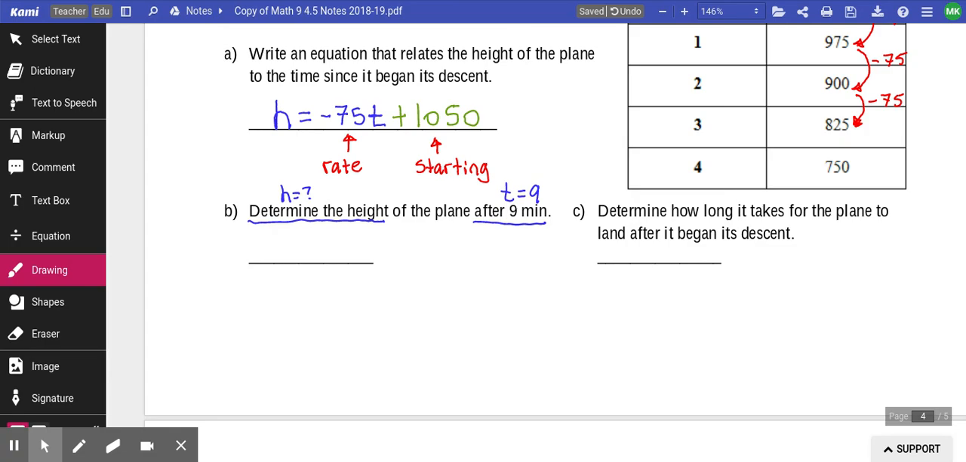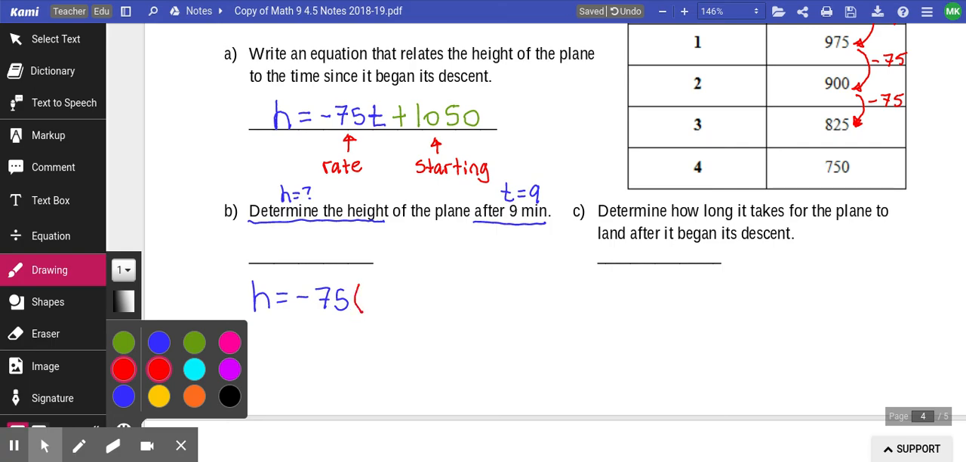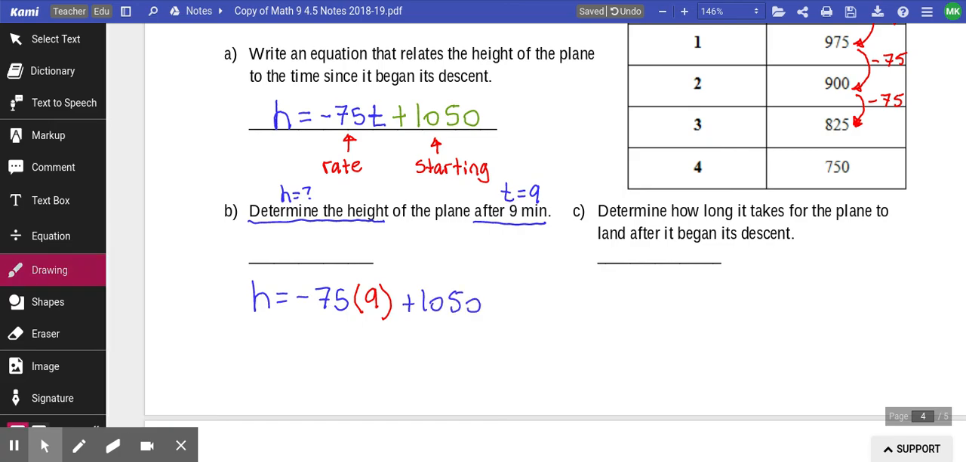So if I look at this equation, I'm going to change t to be 9 because that's what they gave me. I'm going to leave h as h. So I have h equals negative 75. Instead of the letter t, I'm putting a bracket and then 9, and then I'm closing the bracket. And then I'm adding 1,050. Because they gave me the independent variable, I can just calculate this. If I put that in my calculator, I do not know what the answer is.